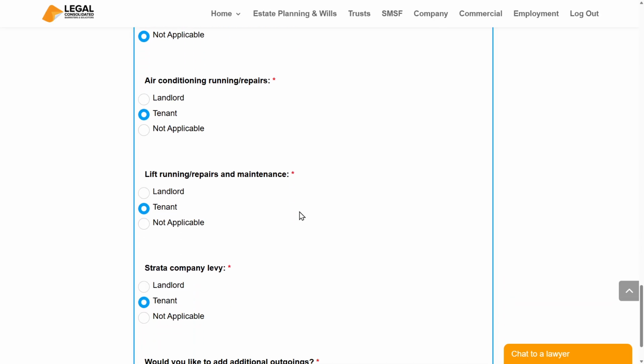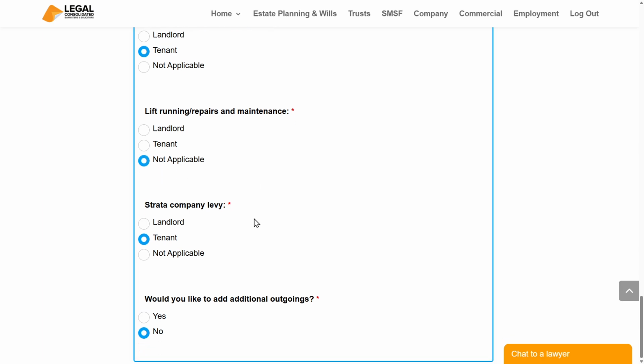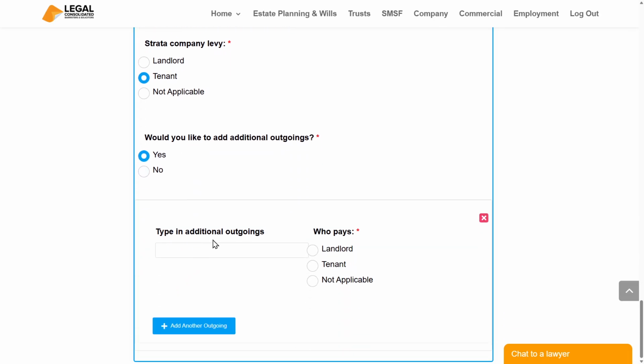Air conditioning, lift running costs. There are no lifts. Well, okay, we'll just put not applicable if there are no lifts, if it's a ground floor or there are steps. Strata company levy fees. Now, this is different to your real estate agent fees that you're using to lease out your property. This is maybe you've got 16 offices, all owned by 16 different owners, and there's a strata manager, and they have company levy fees, or the tenant pays that. And again, if you'd like to add any more, then you just put them in there.